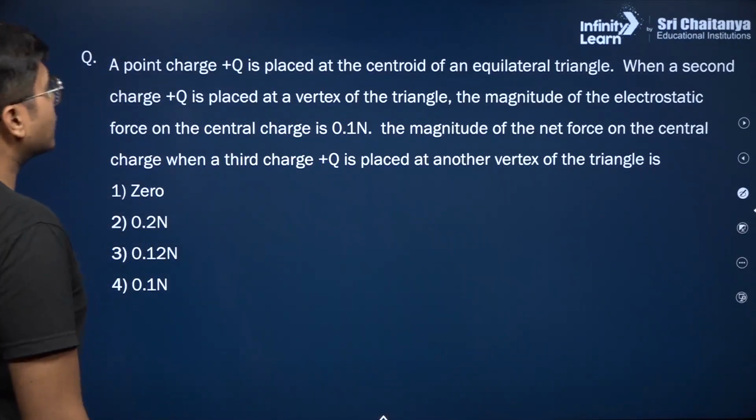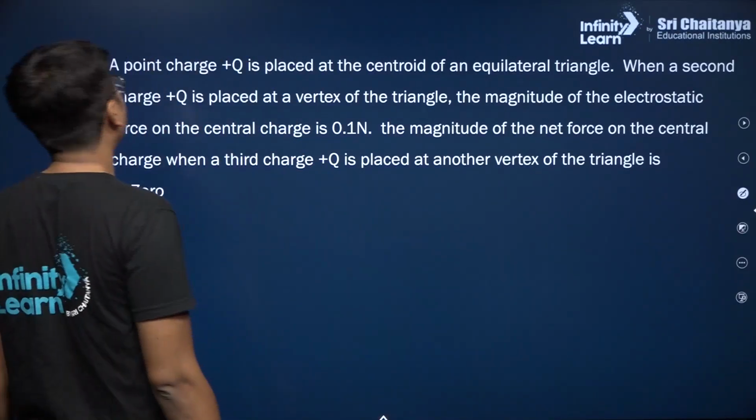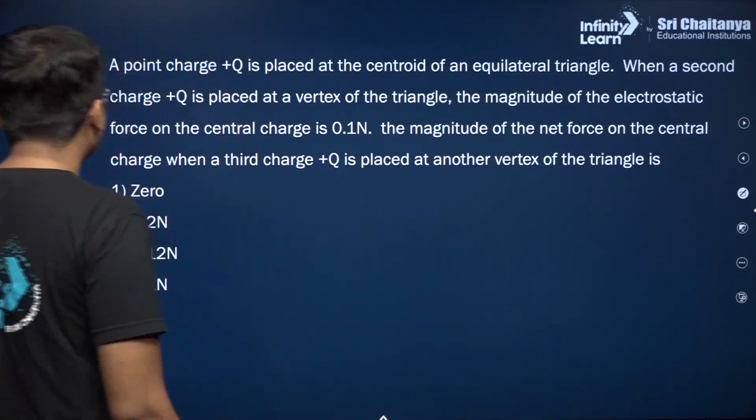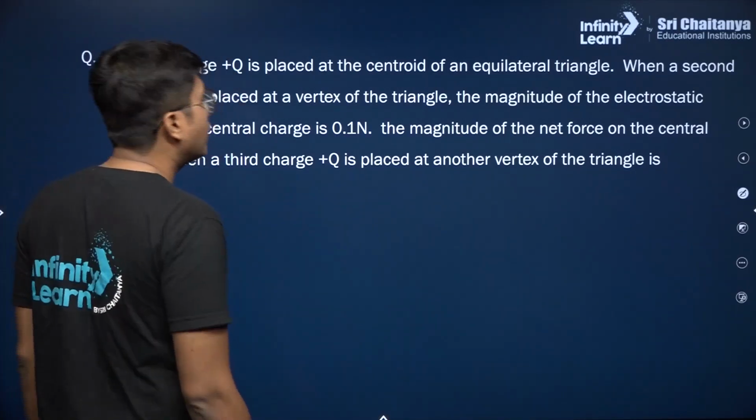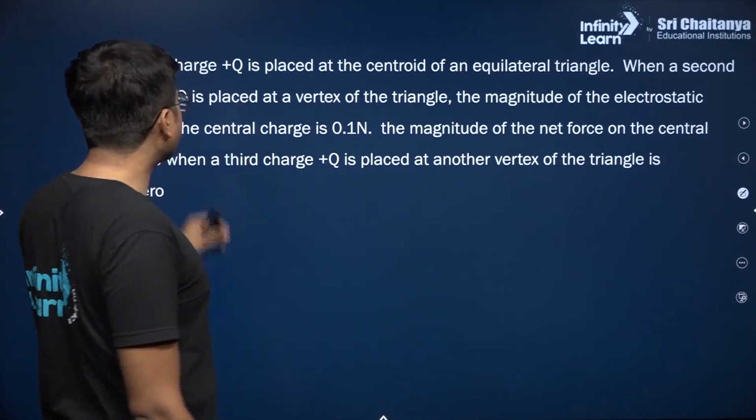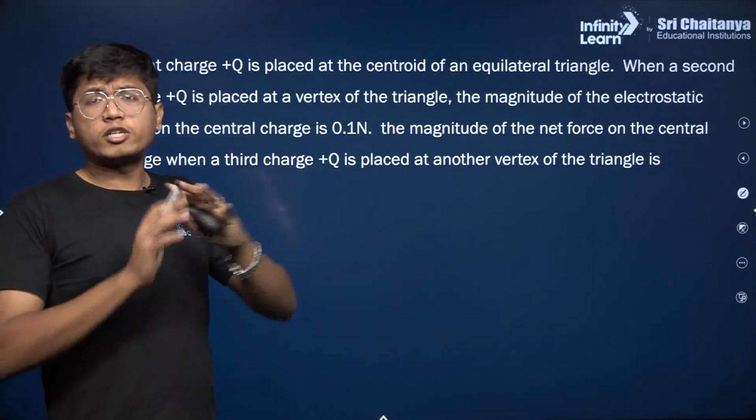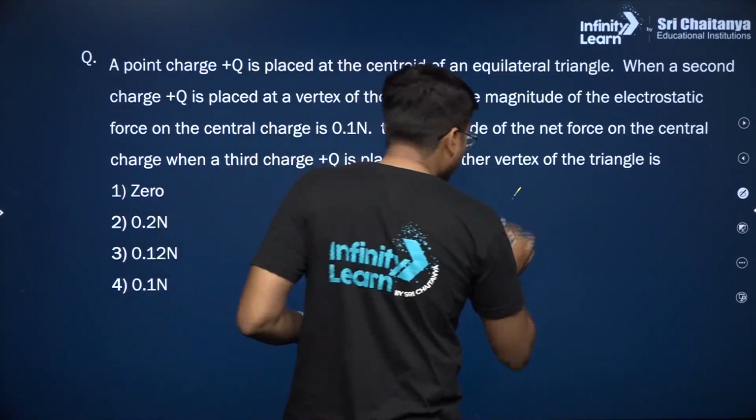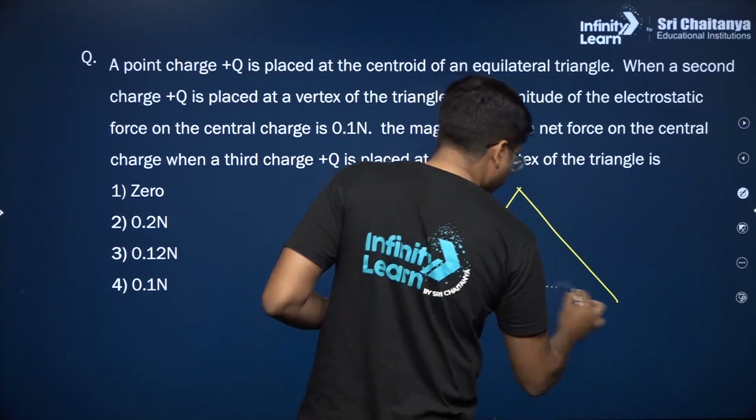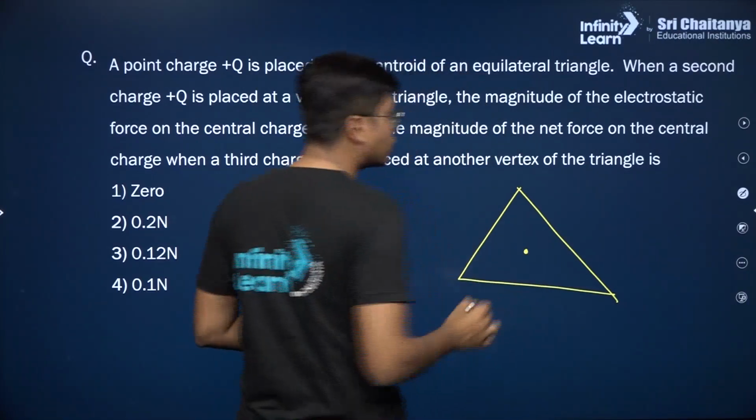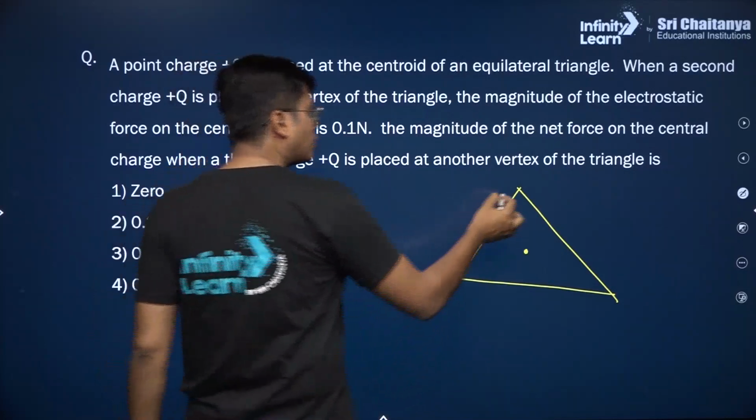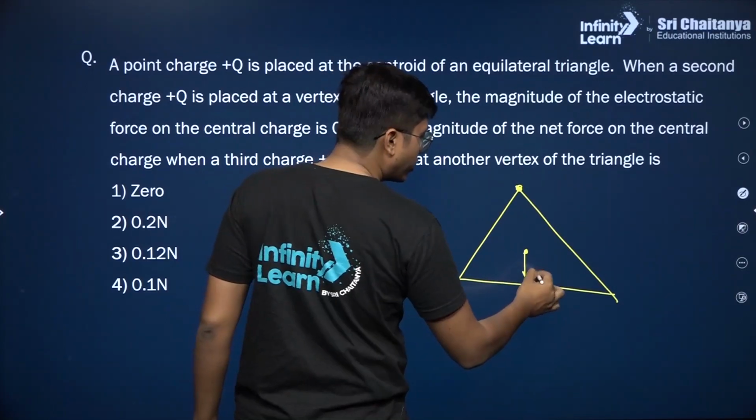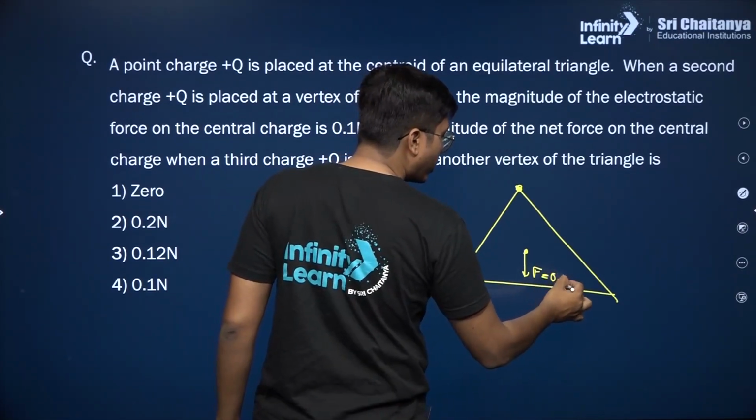Next, a point charge q placed at the centroid of an equilateral triangle. When a charge plus q is placed at the vertex of the triangle, the magnitude of electrostatic force on the central charge is 0.1 Newton. The magnitude of the net force on the central charge when a third charge q is placed. So you don't need to worry about finding the distance between charges and so on, because there's a simple way to do this. If you have this as your equilateral triangle, you have this as the centroid where you place your first charge. When you bring the next charge in over here, the force is a repulsive force, it is 0.1 Newton. F is equal to 0.1 Newton.